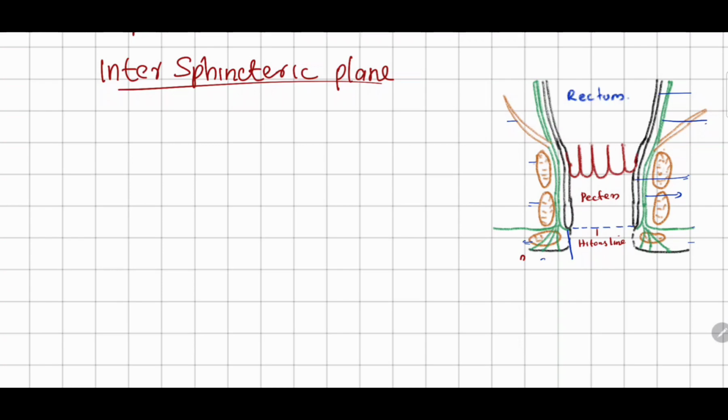The advantage is that this intersphincteric plane is not crossed by any blood vessels or nerves. Only some anal glands pass through it and open into the anal sinuses. No blood vessels and nerves pass through, because of this the intersphincteric plane is used as a plane to provide access for sphincter surgery.